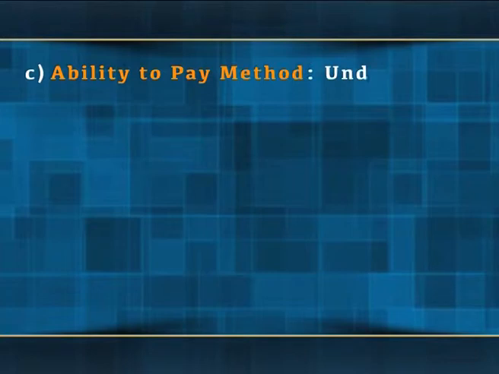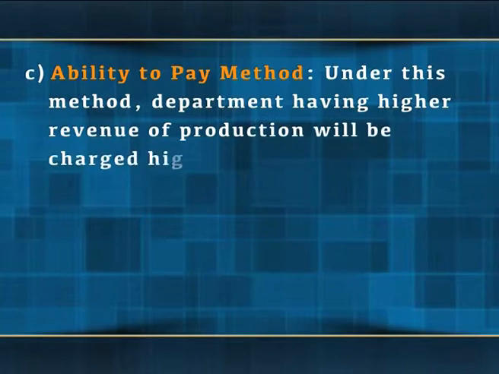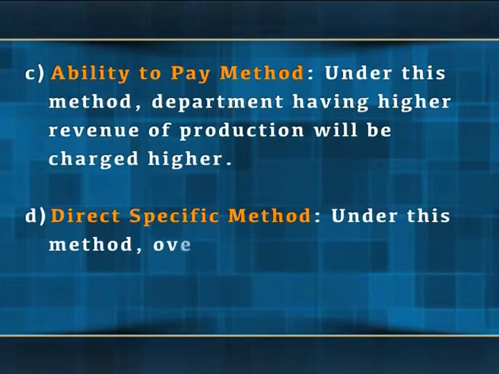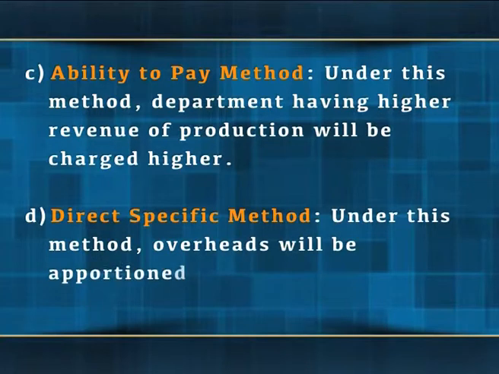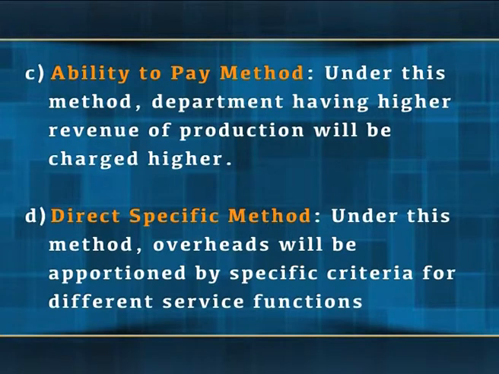C. Ability to pay method. Under this method, departments having higher revenue of production will be charged higher. D. Direct specific method. Under this method, overheads will be apportioned by specific criteria for different service functions.